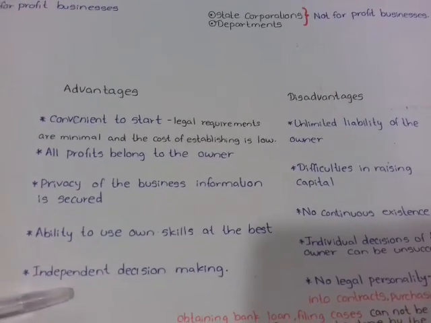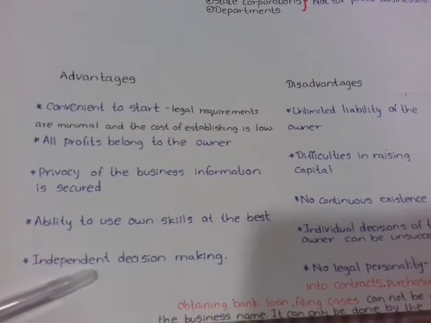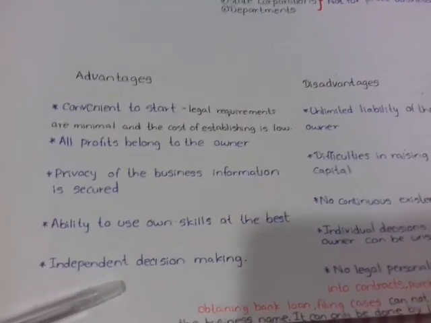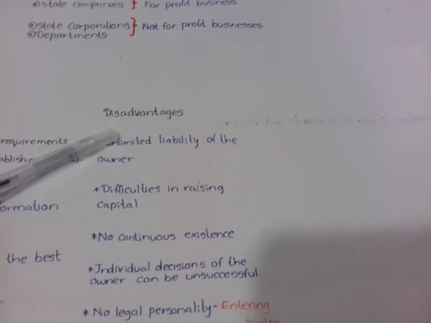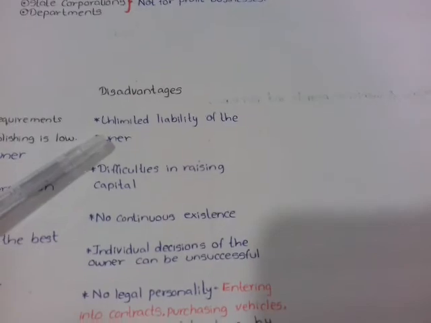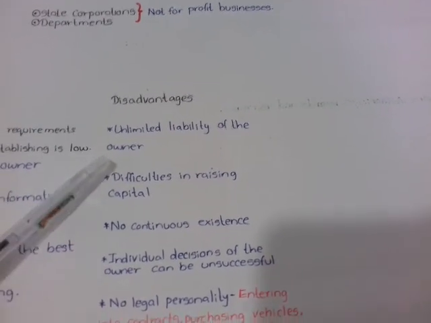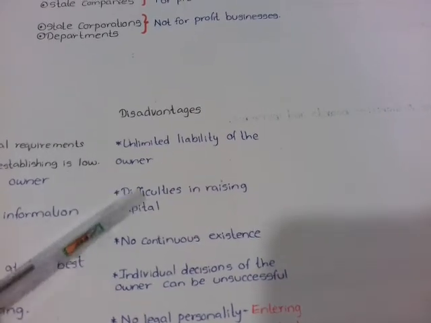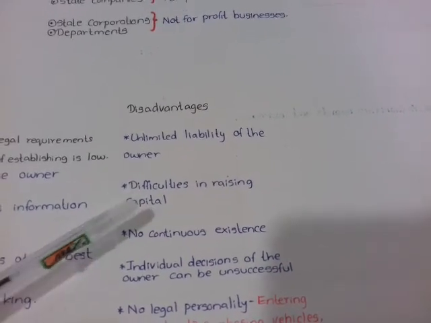The next thing is independent decision making. The owner has just the things we discussed in the characteristics, so I am not going to explain this. And next we have disadvantages. Unlimited liability of the owner, that also we discussed. If he has any debts to pay, then he should maybe sacrifice his own properties to pay them.